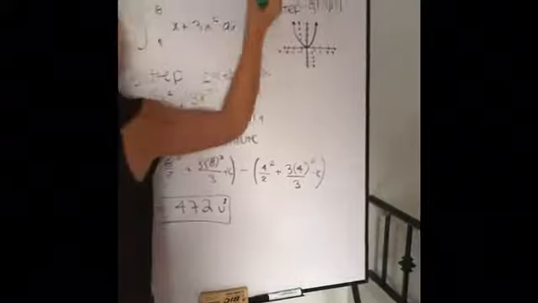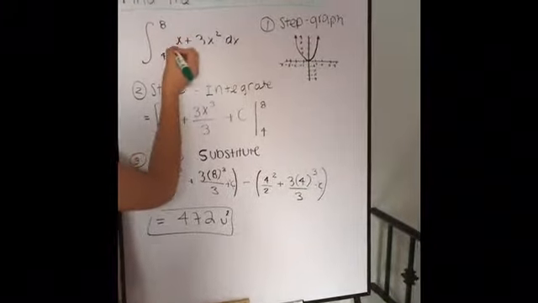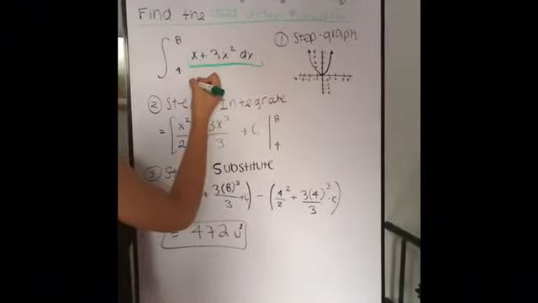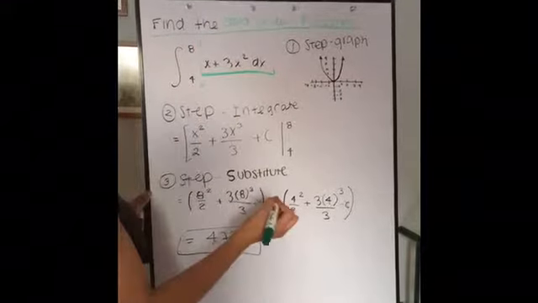Under the curve. First, we have our equation and both of our limits. The first step is to graph the equation. In this case, it's a parabola.